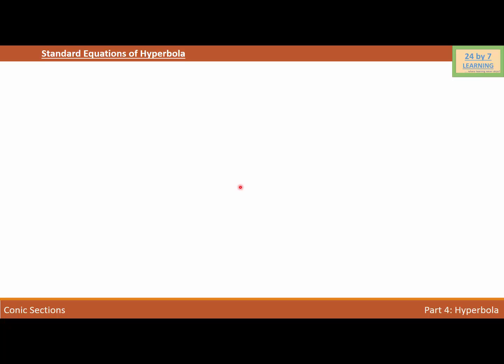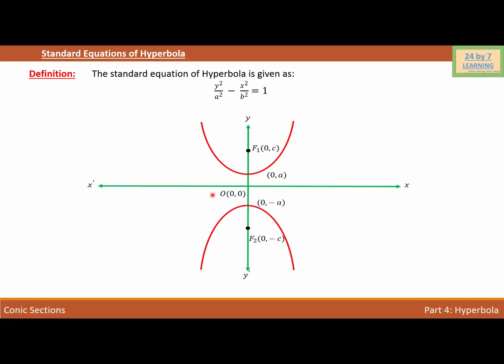Now let's consider a second standard hyperbola. The standard equation of the hyperbola is given as y squared over a squared minus x squared over b squared is equal to 1. Now let's graph this hyperbola, and if we do that, we'll get a graph something like this, where you can see that the x-axis is my conjugate axis and the y-axis is my transverse axis.